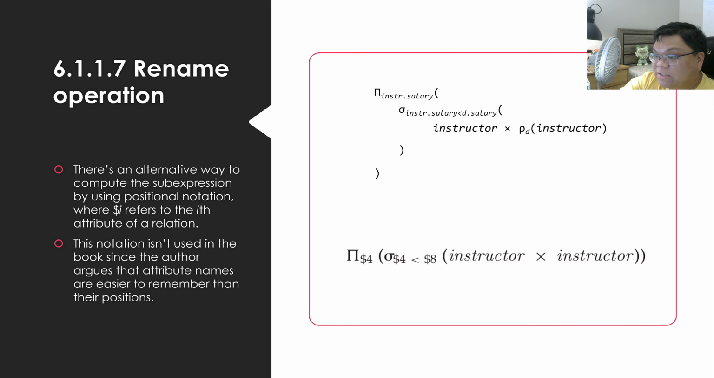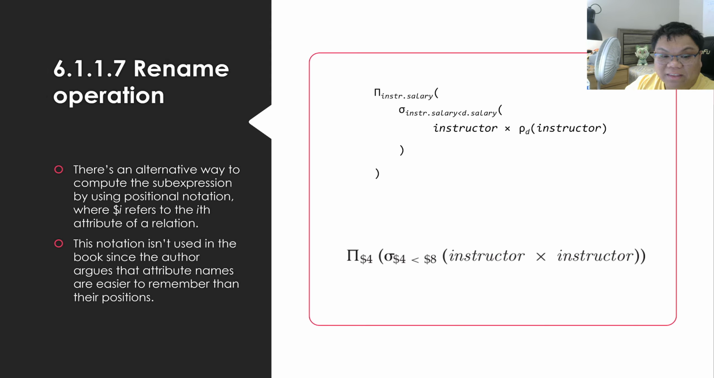This query down here is an alternative way of writing the same query, except we are using positional notation, where $4 means the fourth attribute of the Cartesian product of instructor and itself. Because instructor.salary is the fourth attribute, and instructor cross instructor has 8 attributes, the 8th attribute is also a copy of the salary.